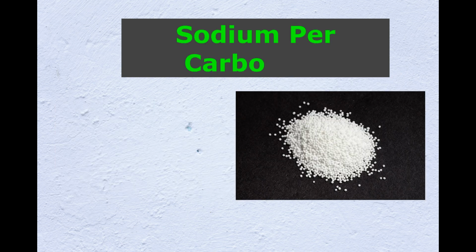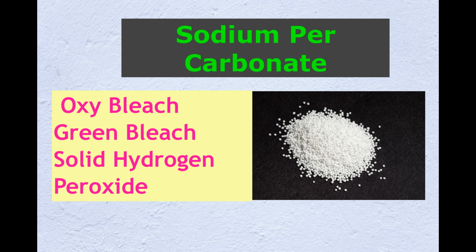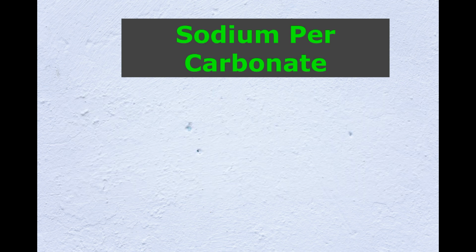Next, sodium percarbonate. It is a safe bleaching agent. Its other names are oxy bleach, green bleach, solid hydrogen peroxide, etc. A better alternative for enzymes. We can use this material in detergent powder, detergent soap, but not in liquid detergent.